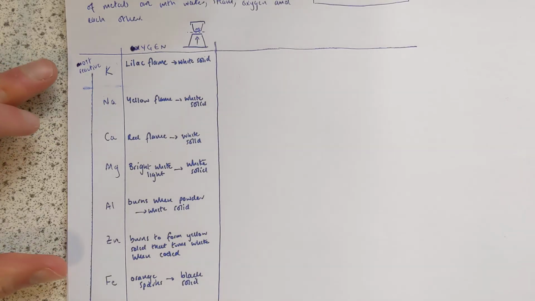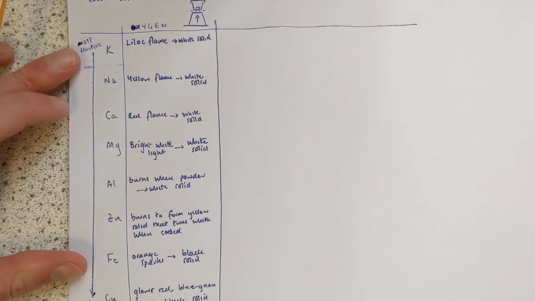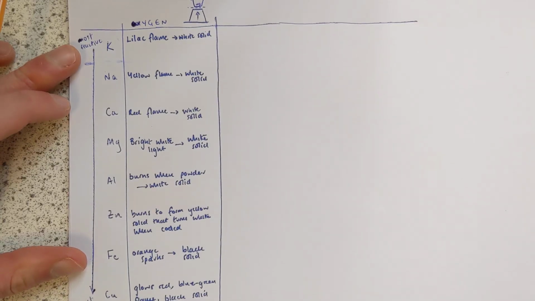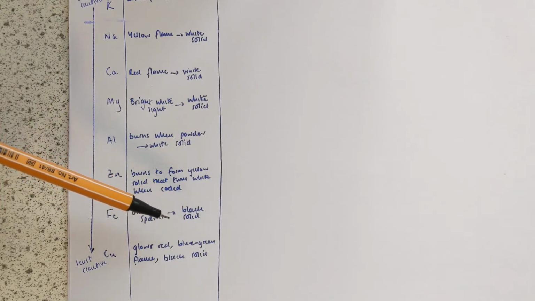Zinc's a little bit unusual in that whenever you burn it, it initially forms a yellow solid, but eventually once that cools down it goes back to being white. Iron is a little bit different. You get orange sparks with it. It doesn't really burn with a flame, just sparks, and it's a black solid as opposed to a white solid. And then copper is a little bit different still. It's not very reactive. It doesn't actually burn, but it does go black, and it causes the Bunsen burner flame to turn a little bit blue-green.